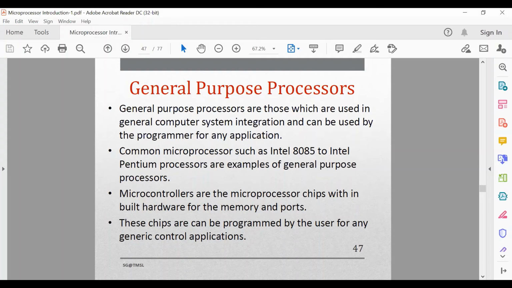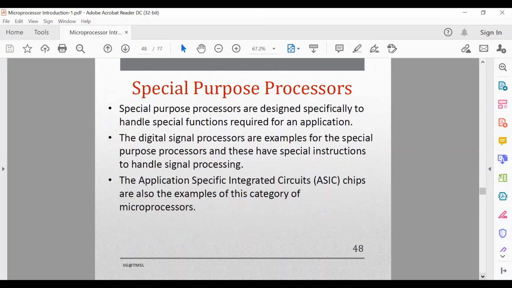And special purpose processors are designed specifically to handle some special functions required for an application. The example is the digital signal processor. It's a special purpose processor, and these have special instructions to handle signal processing. That's why it is called a digital signal processor.